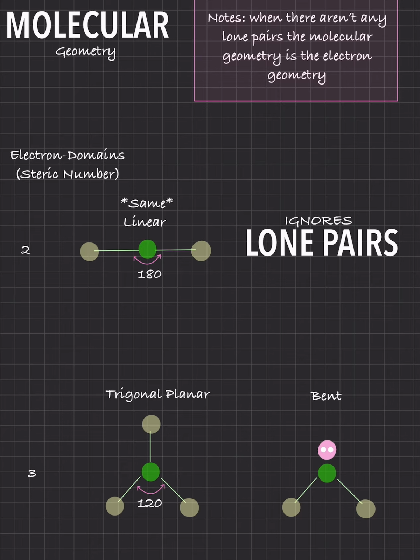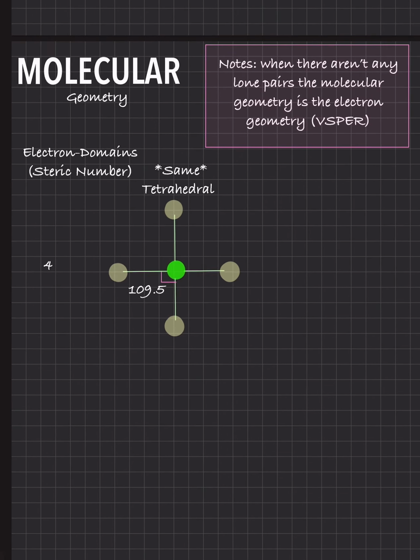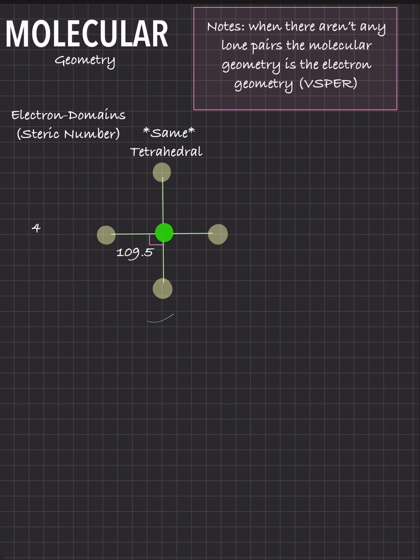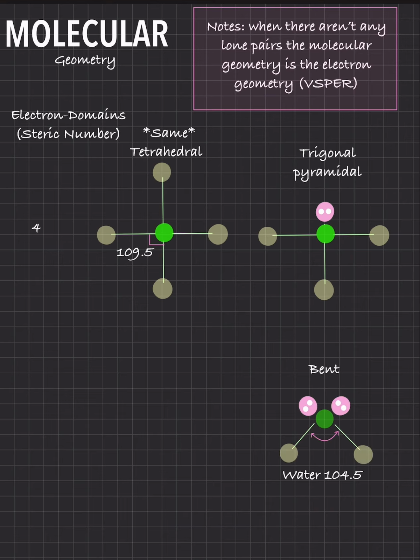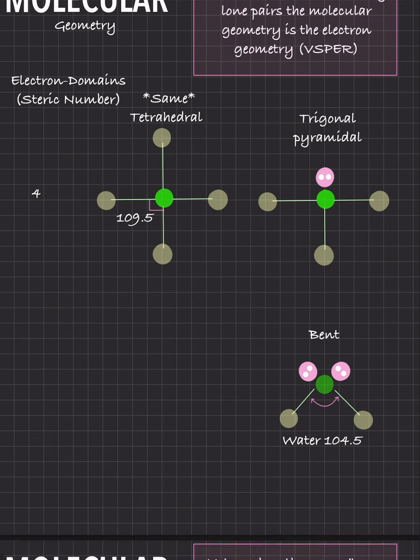Now let's keep going. When you have 4, again, these are all bonded. 1, 2, 3, 4. So it's tetrahedral in both the electron geometry and the molecular. Now, what if you have lone pairs? If you have one lone pair, it's going to be trigonal pyramidal, okay? If you have 2 lone pairs, it's going to be bent, and water is usually 104.5 degrees, just for you to know. Okay? Now let's go to the next one.